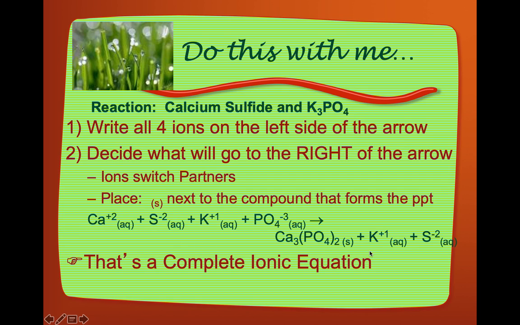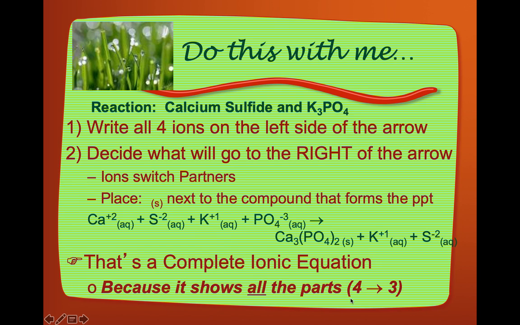It's showing the chemistry that happened instead of just saying, oh, there's a precipitate. Now you're actually showing the chemistry. That's the new level that we're learning today. All right, so again, this is your shortcut. Complete because it shows all the parts, and it always goes 4, arrow, 3. 1, 2, 3, 4, arrow, 1, 2, 3. So you can use that as kind of a summary to help you check your work.